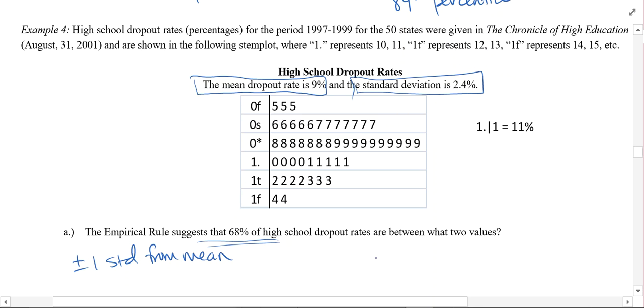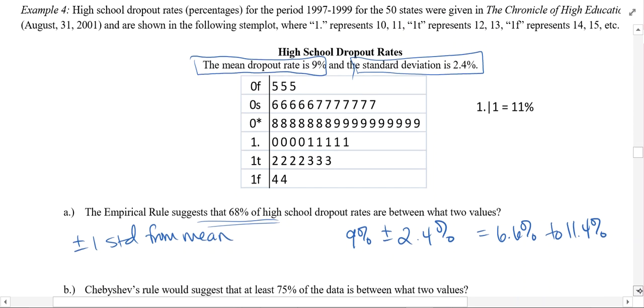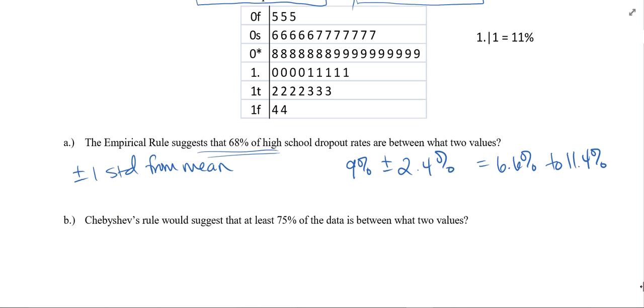Okay, so we're going to take our mean of 9% and then plus or minus 2.4%. So high school dropout rates are between 6.6% and 11.4%, within 1 standard deviation. And then we'll come back and solve this once we go over Chebyshev's rule in class.